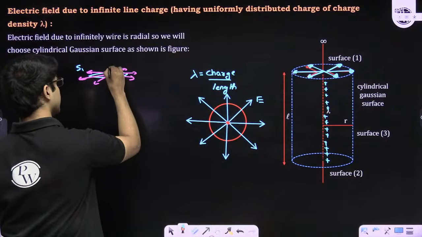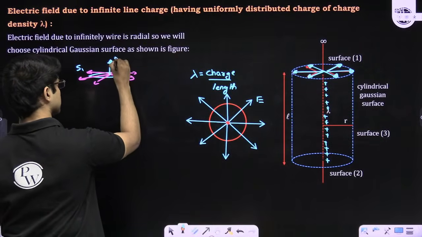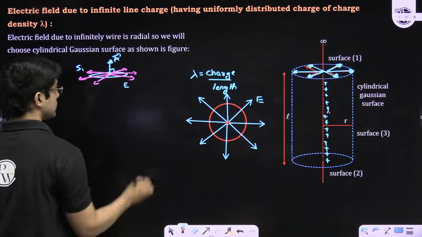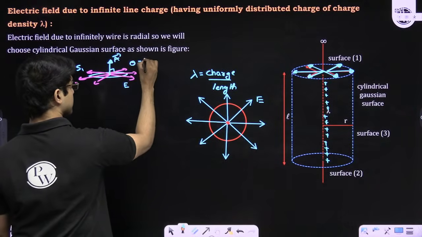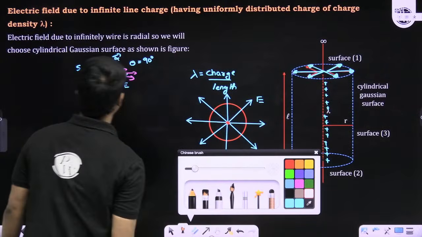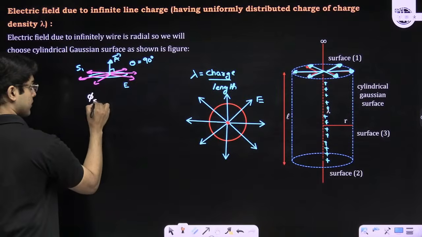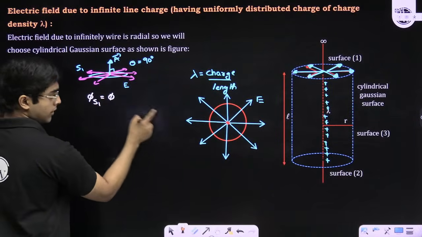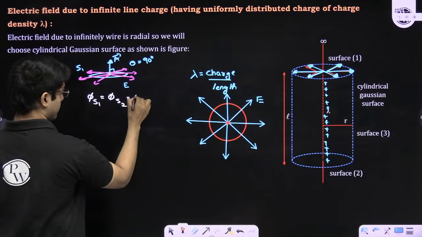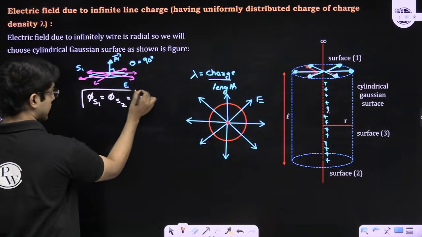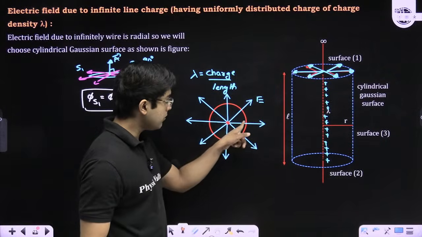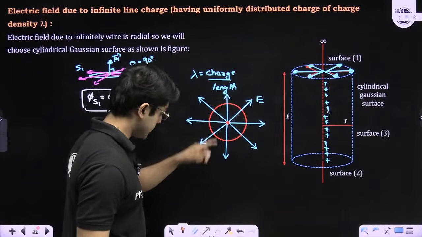Which means the area vector and electric field vectors are perpendicular to each other. So theta is 90 degrees. So here what will be the flux? Flux through surface S1 is the same as the flux through surface S2, and they are both equal to 0, because simply the electric field is tangential to the surface. Flux will only be through the curved surface area of the cylinder.